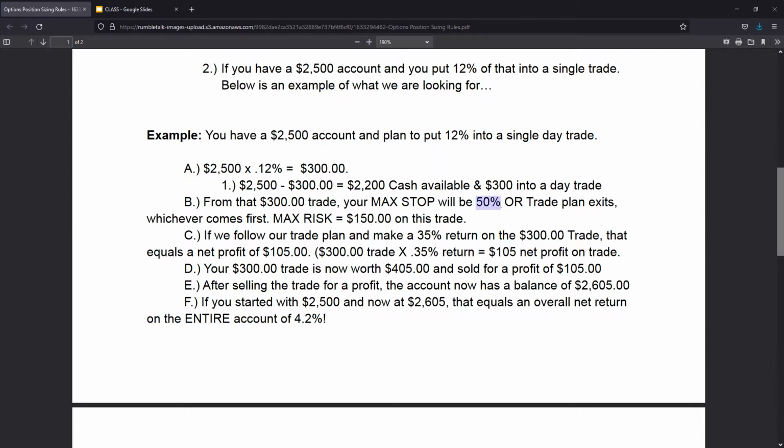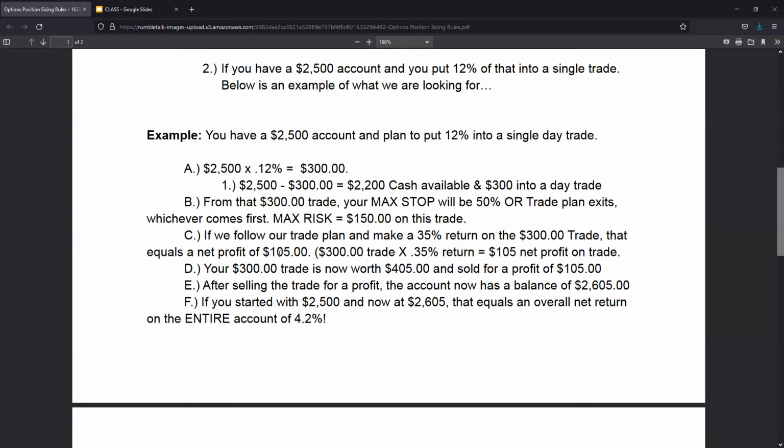It's either a max stop loss of 50%. So meaning if you have $300 into a position, your max risk is going to be $150 on this trade. So even if you do have a max loss on this trade of 50%, your $2,500 account is now at $2,350. Okay, that's really important. That's rule number one. 50% max stop loss or trade plan exits, below that 10-day simple moving average or below the previous candle's body if it's a shorter term day trade.